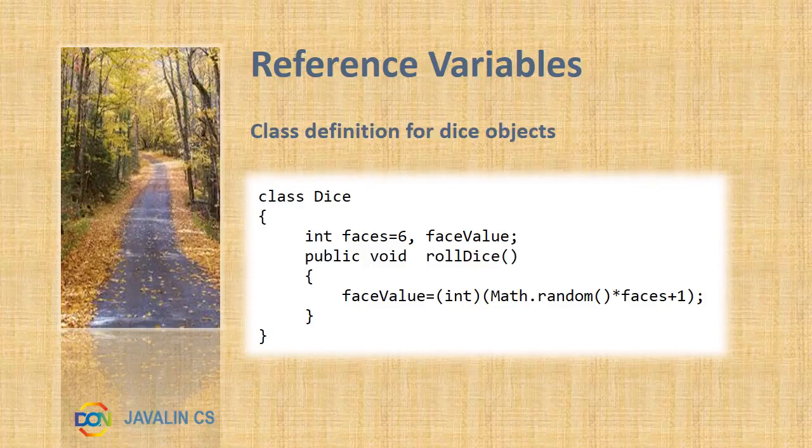And here we have the Java code for our dice class. There are the integers faces, which is equal to 6, and face value. And then we have our method roll dice, which rolls the dice. It basically generates a random number between 1 and 6.